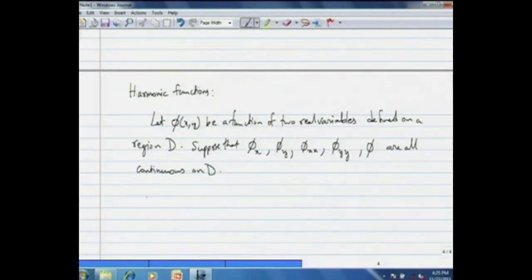The PDE phi x x of x y plus phi y y of x y equals 0 is called the Laplace equation.